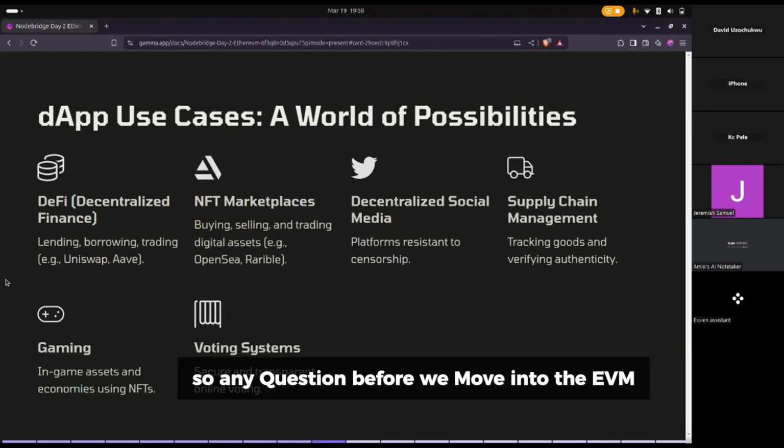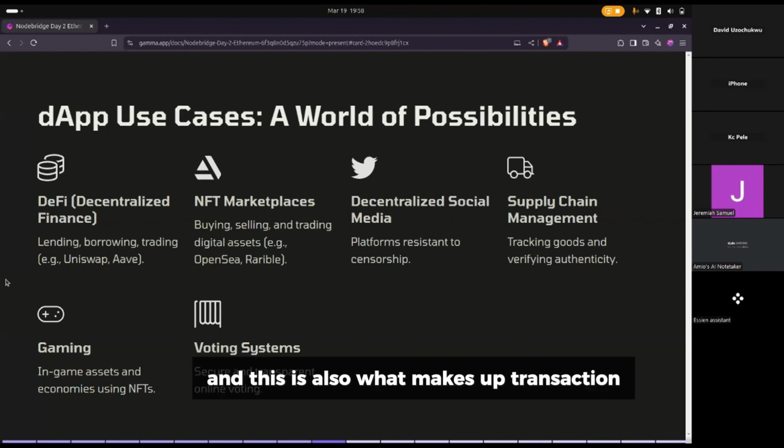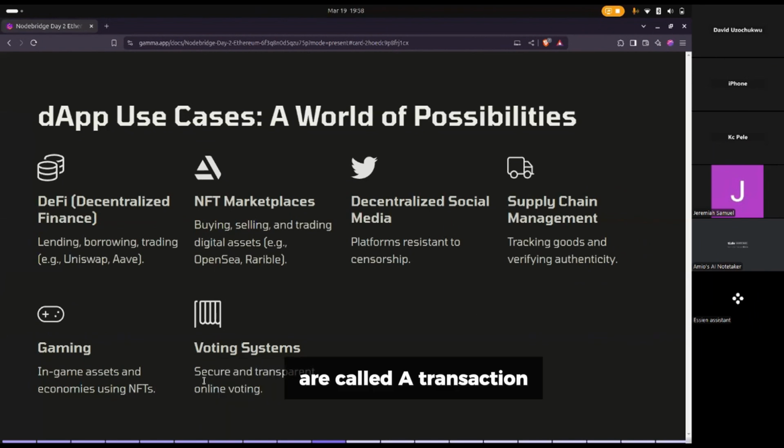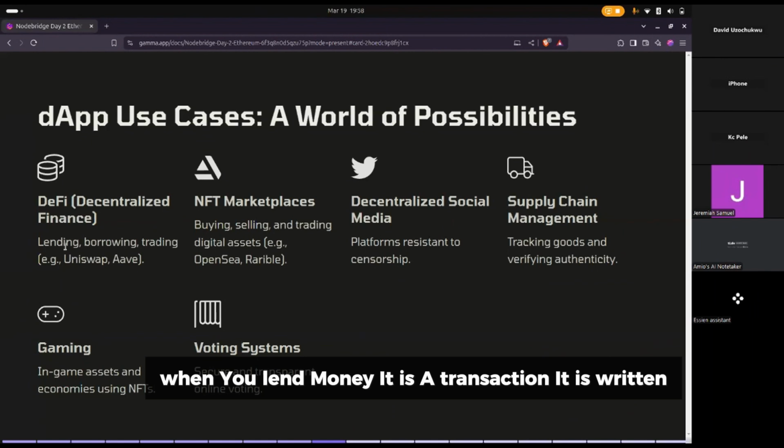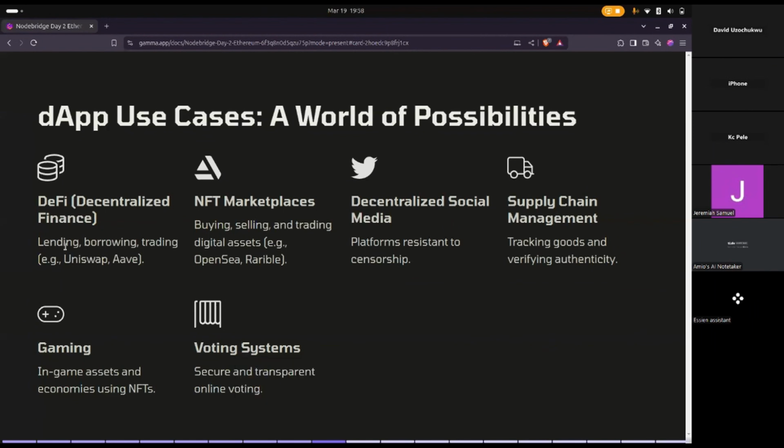So any question before we move into the EVM? Any questions? So we just touched on dApps. And this is also what makes up transactions. Everything you do on these platforms is called a transaction. When you lend money, it is a transaction. It is written. When you borrow, it is written. When you're trading, it is written.